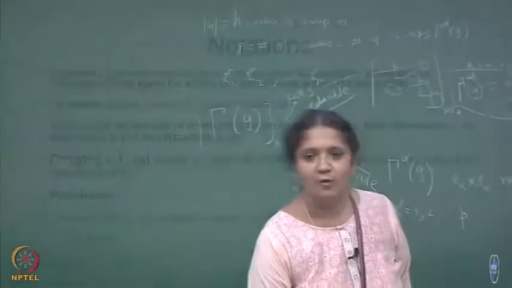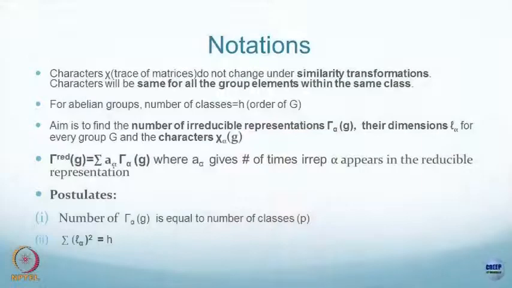properties which follow, so I showed these things for abelian groups. Number of classes is also the order, so you will get the number of irreps to also be equal to the order of the group. And then you need to find out the reducible representation also, now I put it in here, but you understand the notation. A alpha is the number of times an irrep alpha appears in the reducible representation. Okay, is this clear?